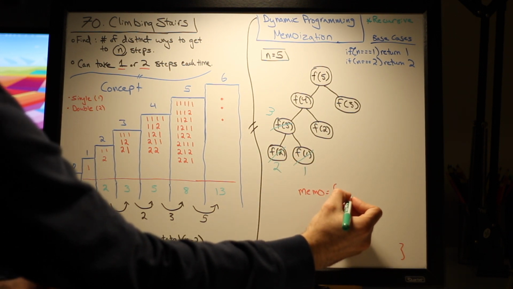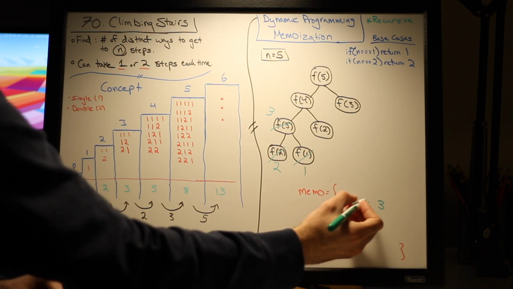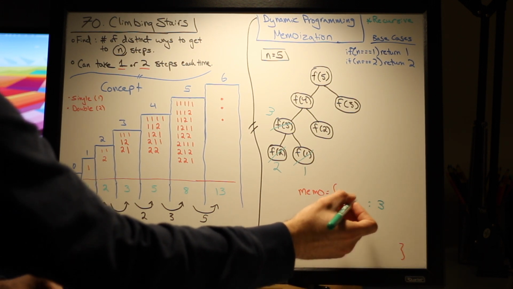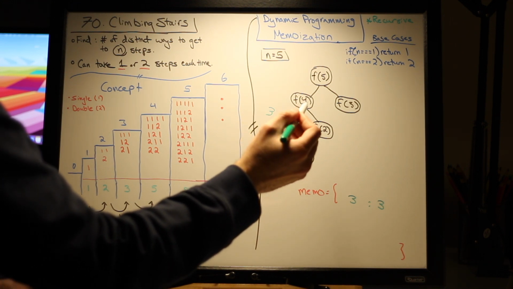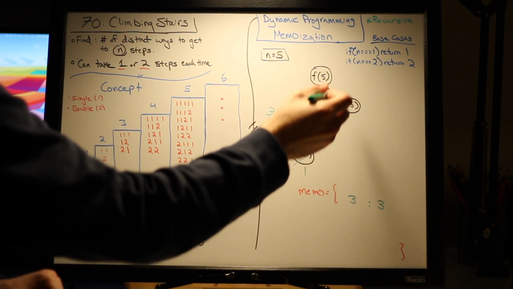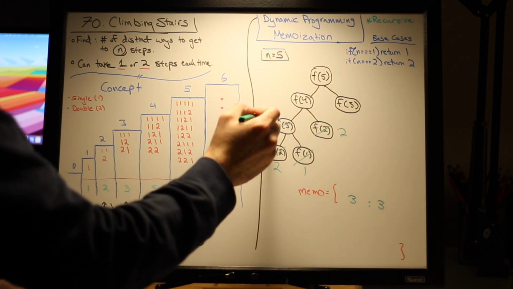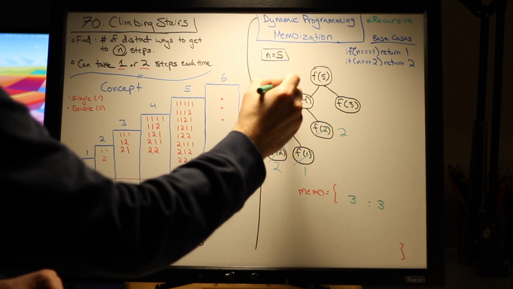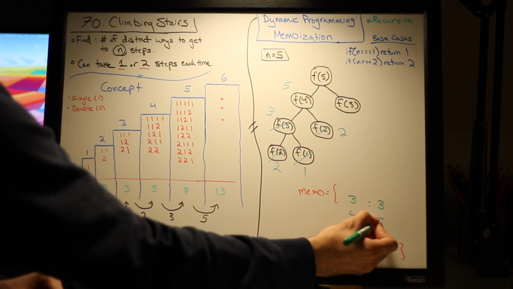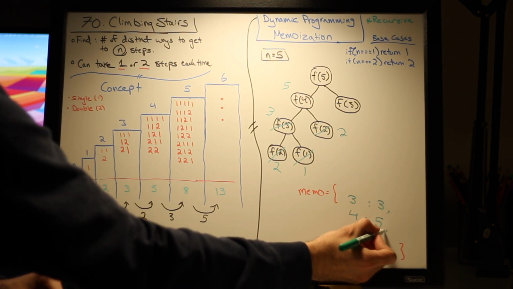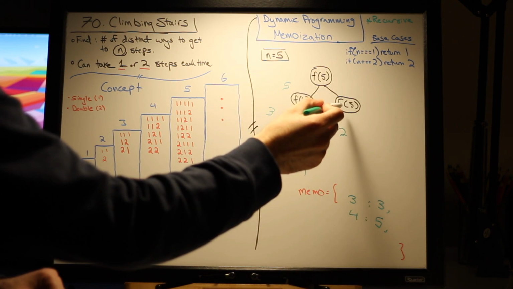And I can store that in my memo. So 3 is equal to 3, where the key is the step number, and the value is the total number of ways to get there. Now we have 3 for f at 3, and f at 2 evaluates to the base case, and that's 2. And now f at 4 is going to be equal to the sum of 3 plus 2, so 5. I can store that in my memo, so the fourth step has 5 ways of getting there. Put some commas here.